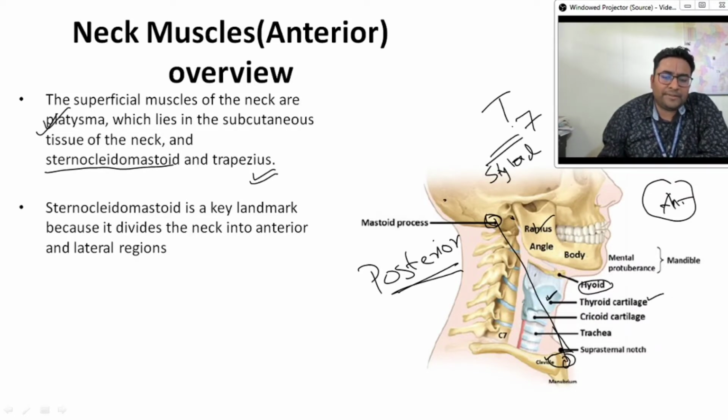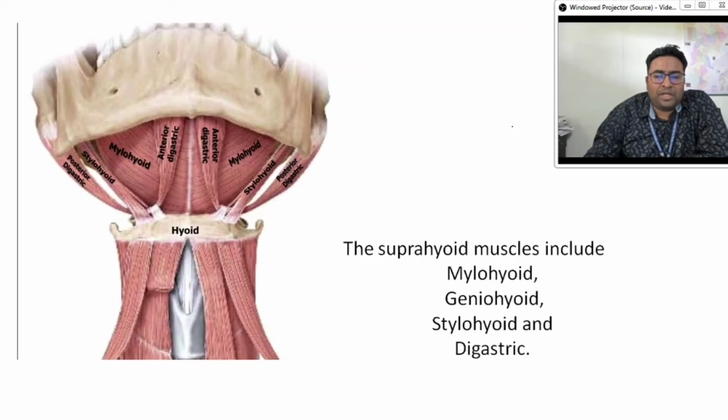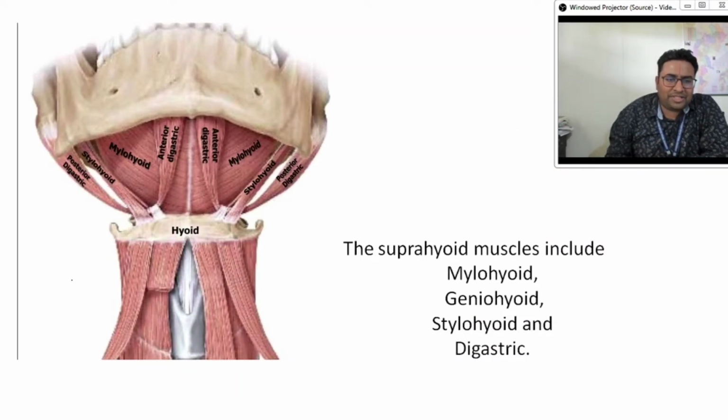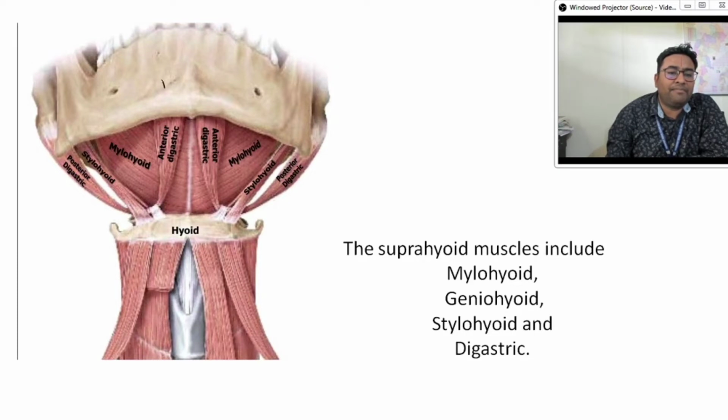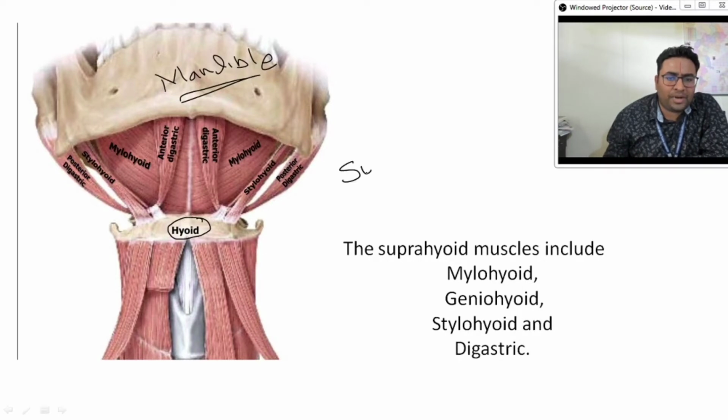Now coming to the next part, because of the hyoid bone, what we are seeing right now is the anterior view, with the neck in an extended position. This is the mandible, and here is the hyoid bone. This hyoid bone divides the anterior aspect of the neck into the suprahyoid and infrahyoid groups. These are the two divisions, suprahyoid and infrahyoid.